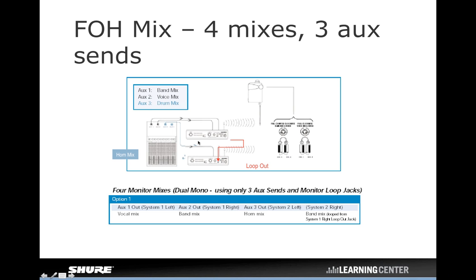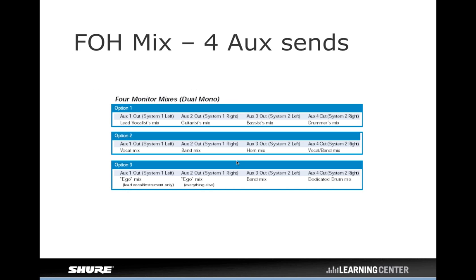But what we did is we looped out one of the outputs from the first transmitter into the second transmitter. So we took the band mix, which is coming out of aux 2 from our console here, goes into the transmitter, and then that loops out into the second transmitter. So both mix mode mixes can take advantage of that. If you're listening to transmitter number 1, you can blend between the vocal mix and the band mix. If you're on transmitter number 2, you can blend between the horn mix and the band mix, which again came looped in from transmitter number 1. So again, that's why there are no cookie cutter solutions. You can make it work however you need to.